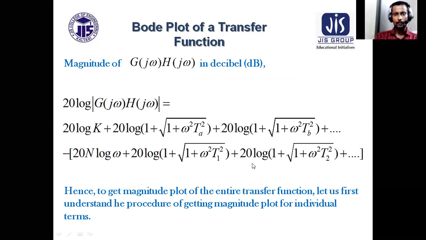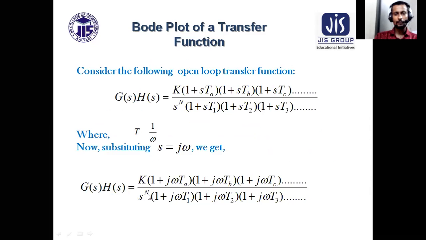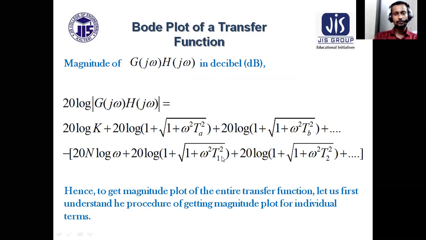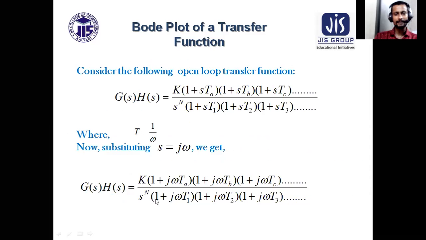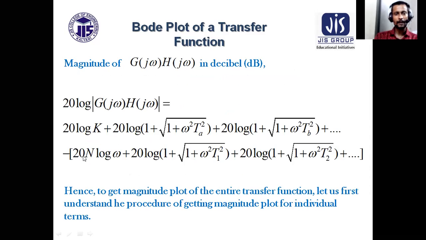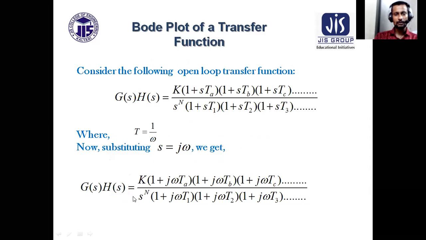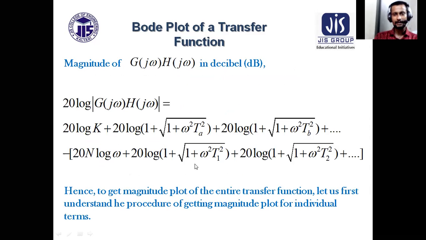Now the magnitude of s to the power n, that is (j omega) to the power n, will be 20n log omega, and as it is in the denominator, it should be minus 20n log omega. So all the denominator terms have been taken together and a minus is taken common.